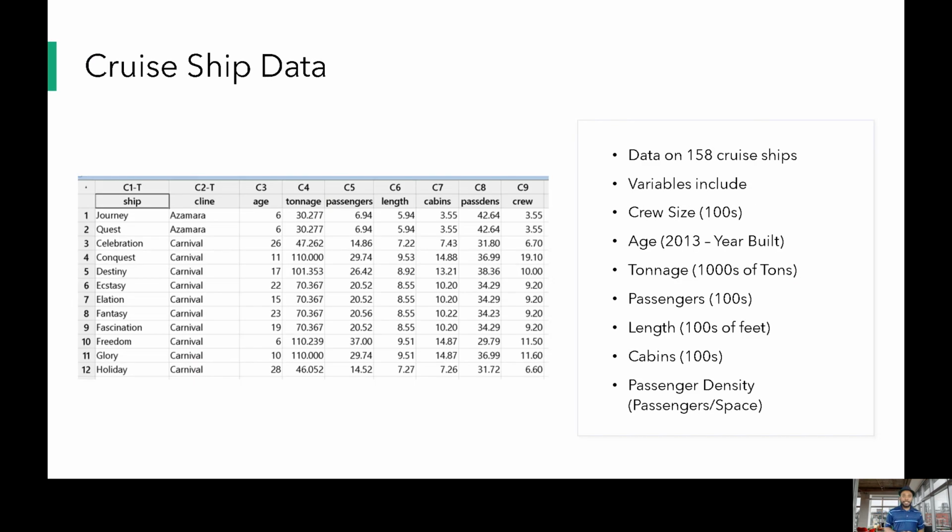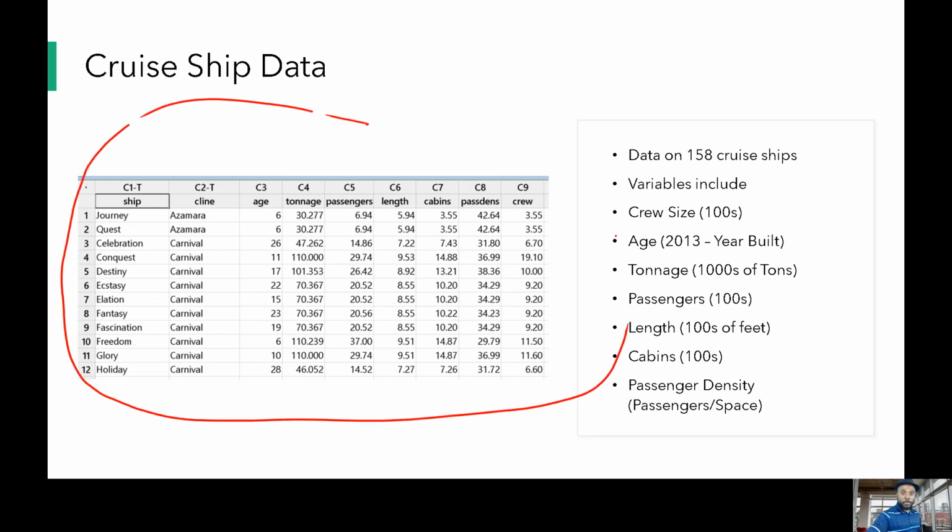Great. Let's look at an example here. So here's the cruise ship data, which was opened in Minitab. And this data has about 158 records, so the rows. And there are several features or variables of interest. Some of the variables include the crew size, the age, tonnage, passengers, length, and so on. Now, this data will be provided for you in the course, so you can use it to explore the relationship between the various quantitative variables.